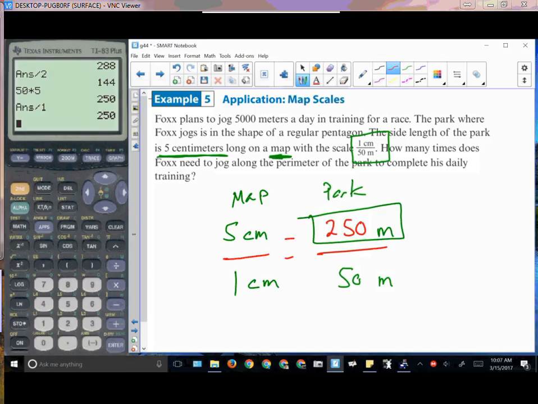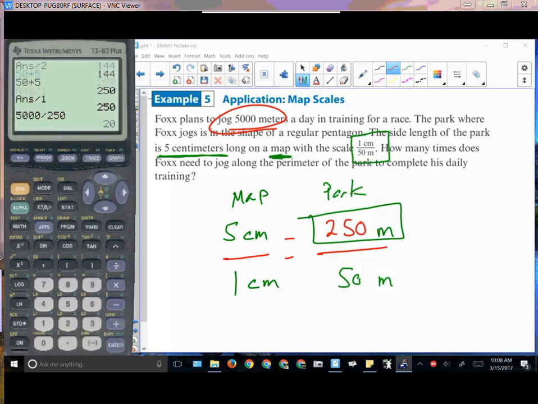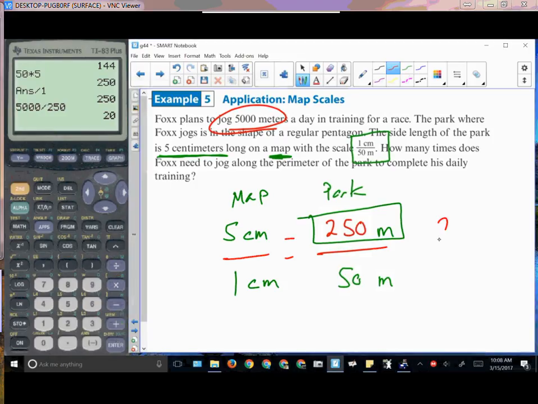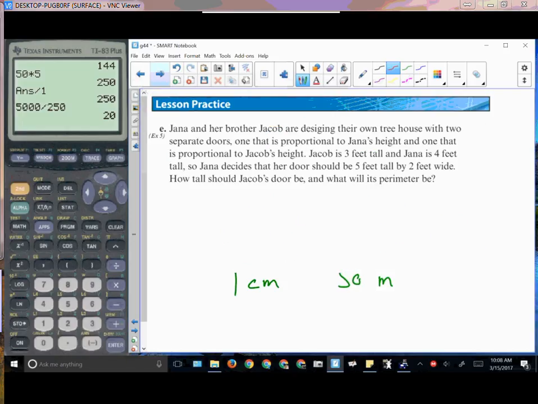Well, that kind of makes sense, right? Because if each side is 50, and there's 5 of them, 250 meters. So how many times does he have to go around if he needs to run 5,000 meters? Well, would I take 5,000 and divide by 250? So that means he has to make 20 laps. Doesn't that sound like fun? So, I'm going to give you a few moments and give this one a try.